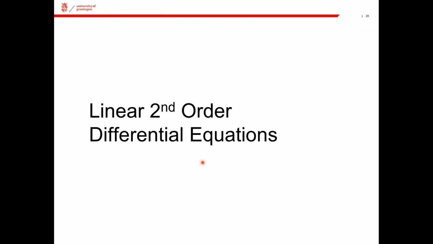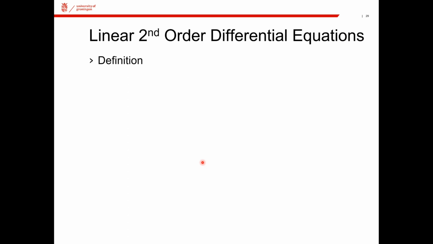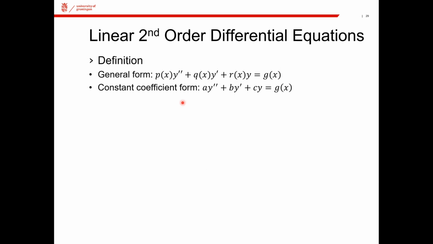Okay, let's go to the last part, the linear second-order differential equations. So first, we look at the definition. The general form is this one, where p(x), q(x), r(x), and g(x) are all functions of x. And the constant coefficient form: p(x), q(x), and r(x) are no longer functions. They are constants.